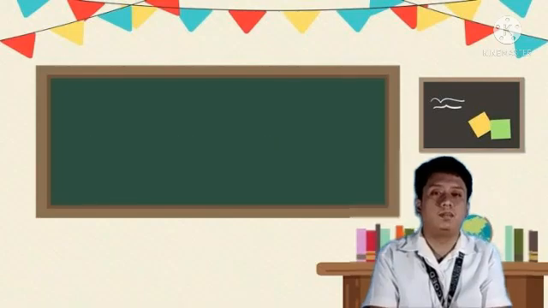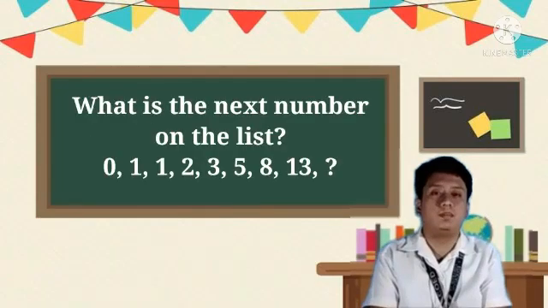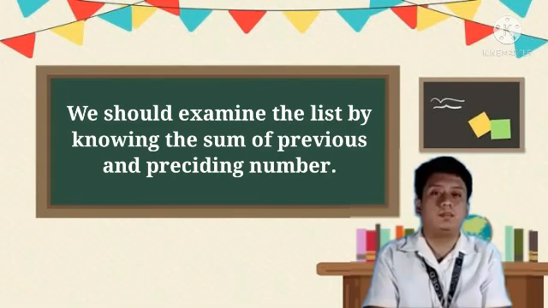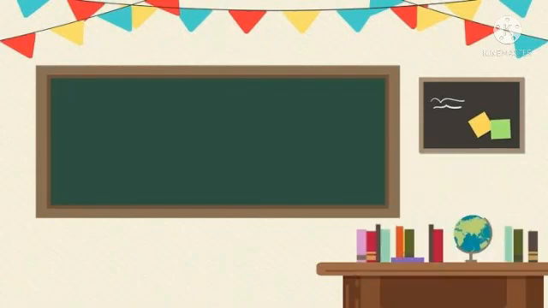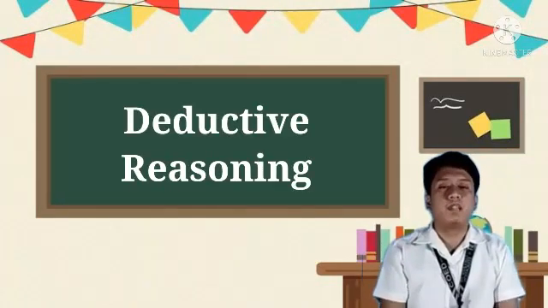Example: what is the next number on the list? We should examine the list by knowing the sum of the previous and preceding number. The answer is 21.